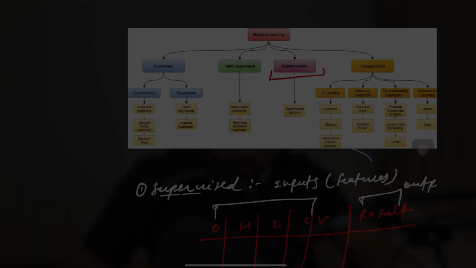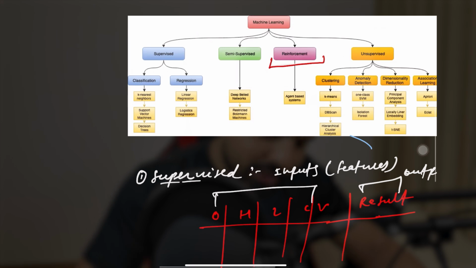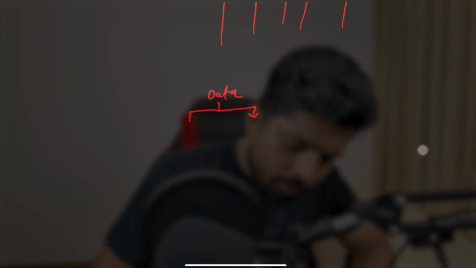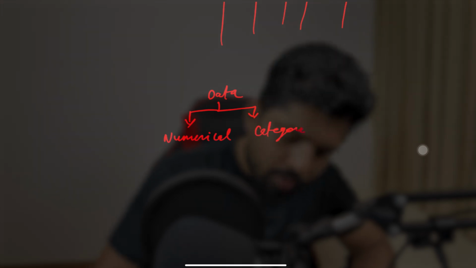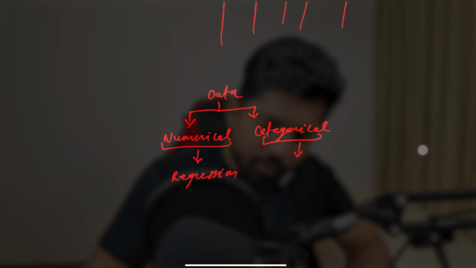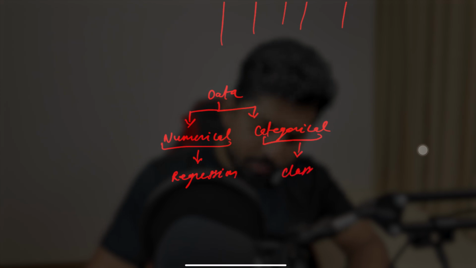So now let's understand the types of these four types. So first of all, we have supervised. So in supervised, we have two types. The first is classification. The second is regression. So these types are based on the types of labeled data, which is output. So let's say we know that the data, we have two types. One is numerical and another is categorical. So if the data is numerical, it will be regression, and if it is categorical, it will be classification, right?